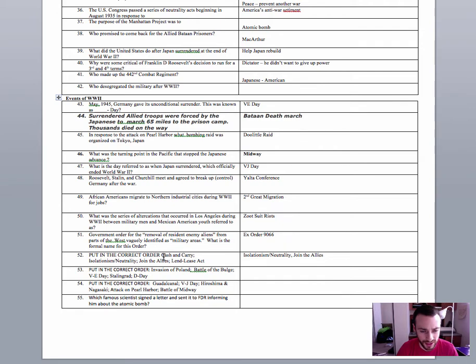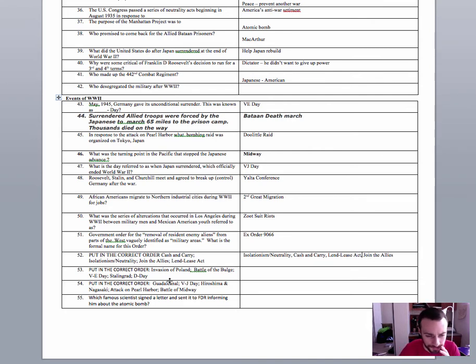Now, cash and carry, that's going to happen before the Lend-Lease Act. If you remember the Neutrality Acts, America is going to let Allied countries come to America, pay cash for the supplies, and then carry these supplies off by themselves. So America is not going to be involved with carrying the supplies, only the country that is buying these supplies. So the Lend-Lease Act will be in between cash and carry, and then officially America will join the Allies. So isolationism or neutrality, cash and carry, Lend-Lease Act, and then America's going to join the Allies.